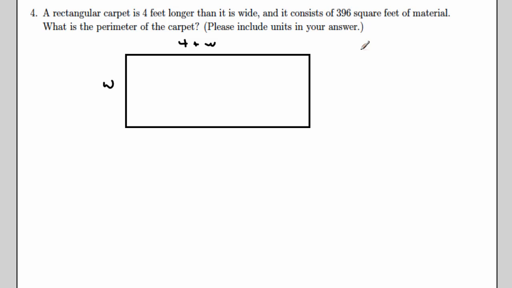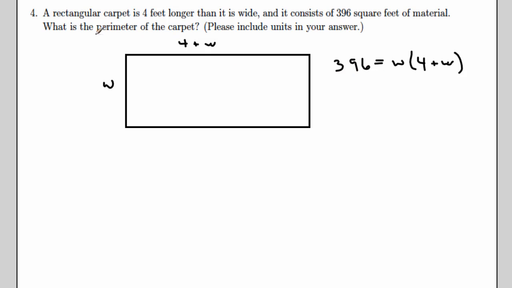So let's see what it tells us about it. It says it consists of 396 square feet of material. So the square feet of material in the picture really is the area of the rectangle. So the area of the rectangle is 396 square feet, and we know that area of a rectangle is the width times the length. So in terms of the variables in the picture, 396 should be W times 4 plus W. And so now we can solve this equation to find the width.